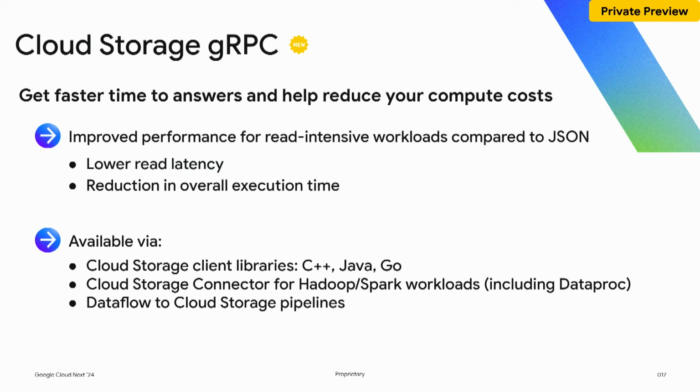All right. So the last thing I want to talk about in terms of performance is a new API that we have called gRPC. gRPC is a great way to reduce your time to answers and improve your utilization of your compute. It gives you lower latency and reduced overall execution time when compared to JSON API. It's available in C++, Java, and Go client libraries.